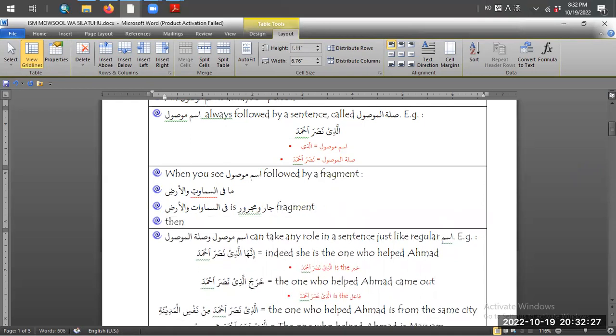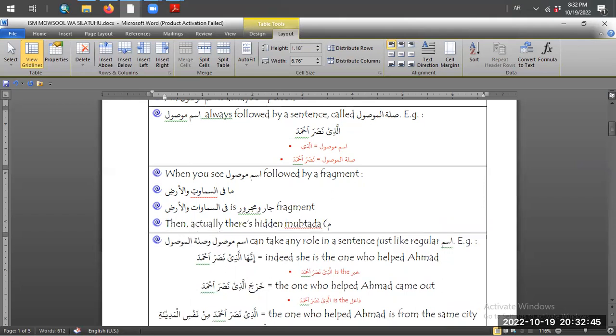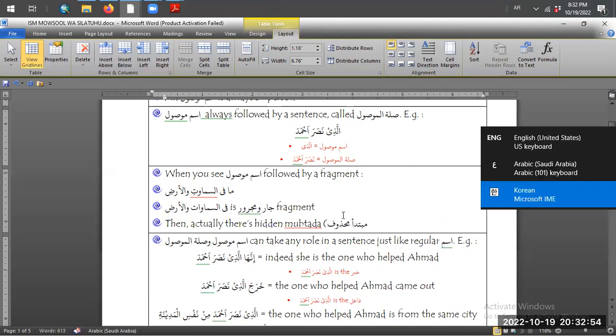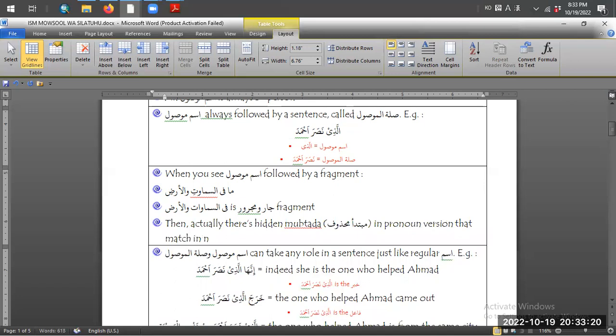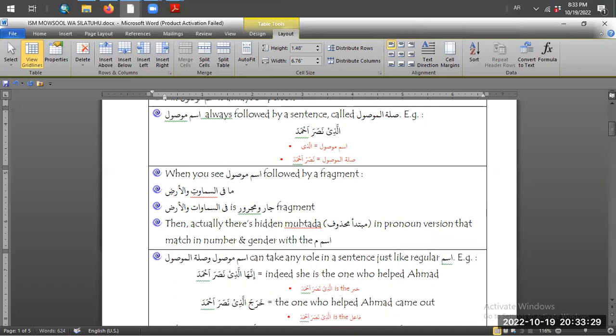Oh. Okay. Then actually there is a hidden mubtada. Hidden mubtada, or what is it called? Yeah, in Arabic, mubtada mahdhuf. Hidden, there is a pronoun version that matches in number and gender with the ism mowsool. Yeah. Okay.